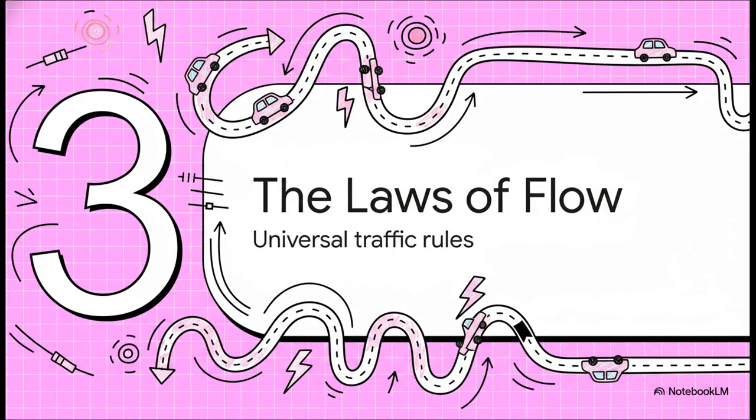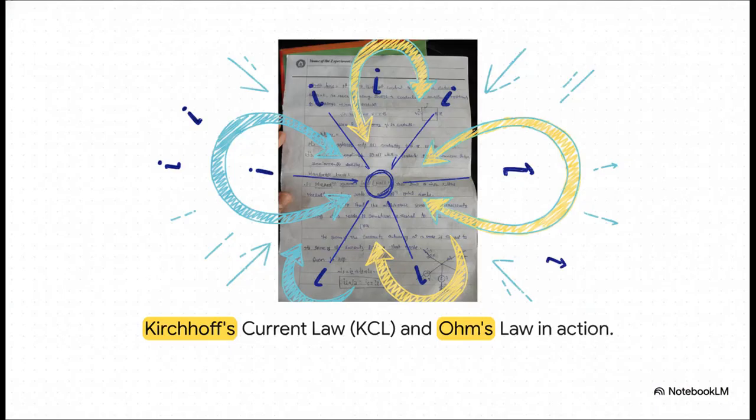Let's look at section 3, the laws of flow, the universal rules of electrical traffic. When you connect all these components together, they have to obey absolute non-negotiable laws of physics. Notice how the currents here, represented by I in this diagram, intersect at a central point, which we call a node. This visually anchors our first major rule, Kirchhoff's current law, or KCL. It might look a little messy at first glance, but the concept it represents is incredibly simple and intuitive.